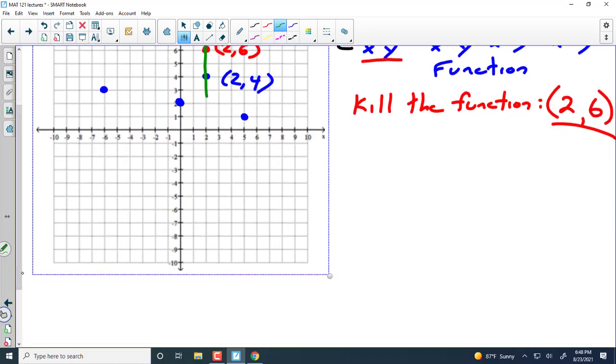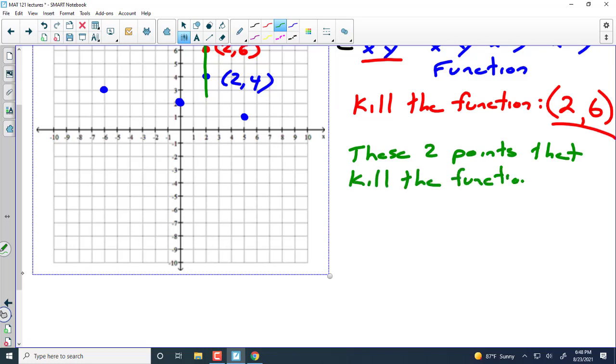All right. So these 2 points that kill the function are on the same vertical line. And that's going to be something that's going to help us a lot. The reason that's going to help us a lot is because if I have a list of just 4 or even 10 ordered pairs to look at, I can pretty quickly make my way across that and make sure none of the x values repeat.